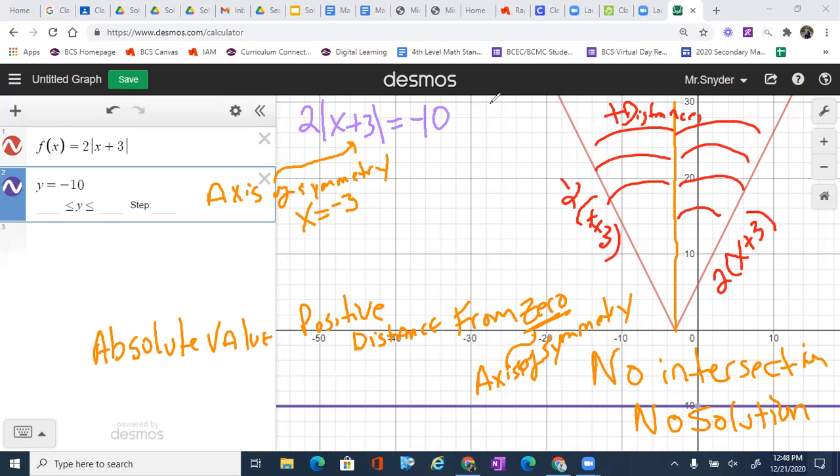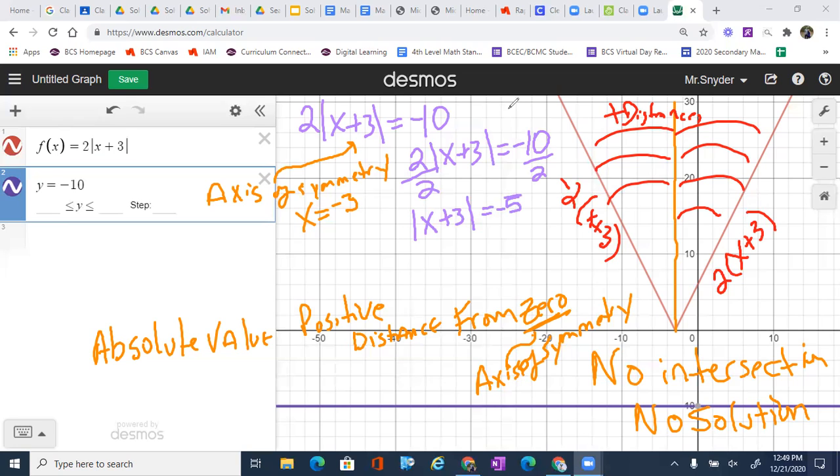Well, if I was to take this equation over here and just begin to solve it, let's go ahead and do that. 2 times the absolute value of x plus 3 equals negative 10. The thing that I need to do is get it down to just the absolute value. So I'm going to divide by 2, and I have the absolute value of x plus 3 equals negative 5. And there is our problem.